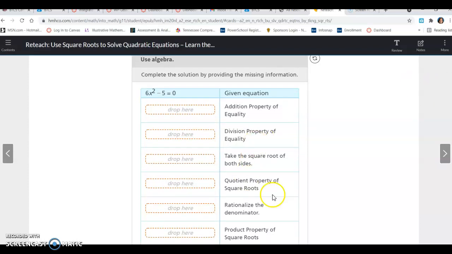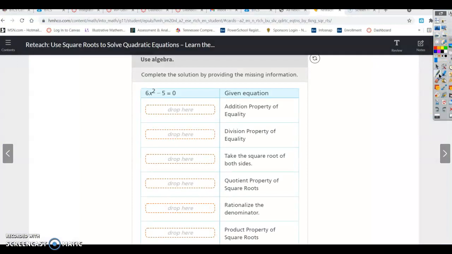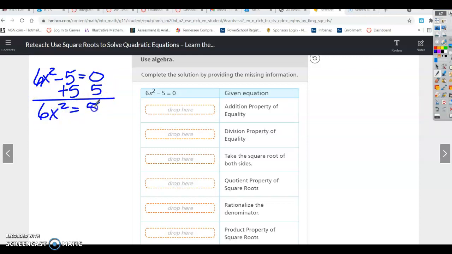So what I'm going to do is first pull up my pencil here and see if we can just look at solving a quadratic equation. And then we'll go through the little boxes and do the drop down. So it says 6x squared minus 5 equals 0. And anytime we have a quadratic equation or any equation, we're trying to solve for the unknown. So the first thing we're going to do is add 5 to both sides. So we're going to have 6x squared is equal to 5.